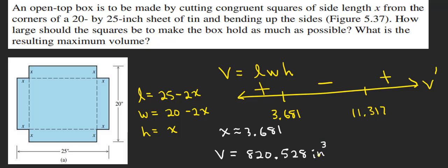inches cubed. Now let's take a look at our last example. It says you have been asked to design a 1 liter oil can shaped like a right circular cylinder. What dimensions will use the least material? So you have a right circular cylinder.